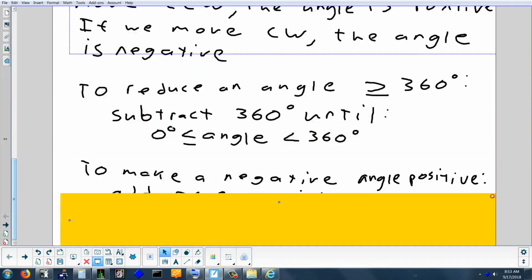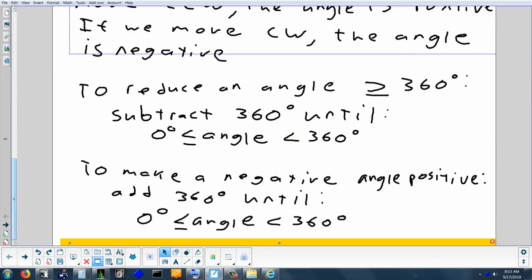We can also do the reverse. Let's say you get an angle that's negative. What do you think you can do to a negative angle to make it positive? Yeah, you add 360. How many times do you add it? Well, keep adding it until you get an angle between 0 and 360. If you add 360 too many times, then it's going to get too big. So we have a zone we're looking for. 0 to 360.